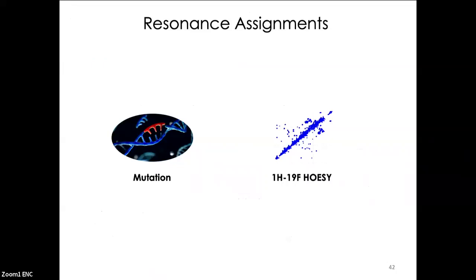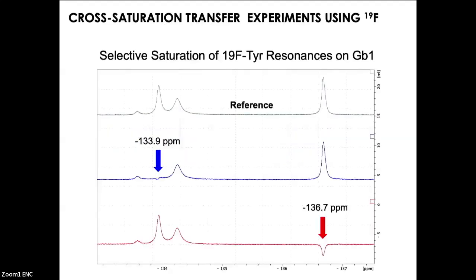One of the other ways that people have tried, and we also tried, is using a TROSY experiment. If you have the proton assignments, you can do a heteronuclear TROSY between hydrogen and 19F. But the problem with this experiment is that it's not very sensitive. The other type we tried is using cross-saturation transfer type experiments.